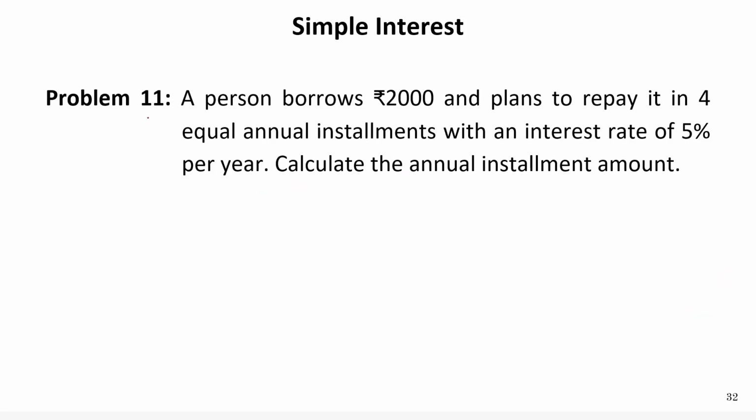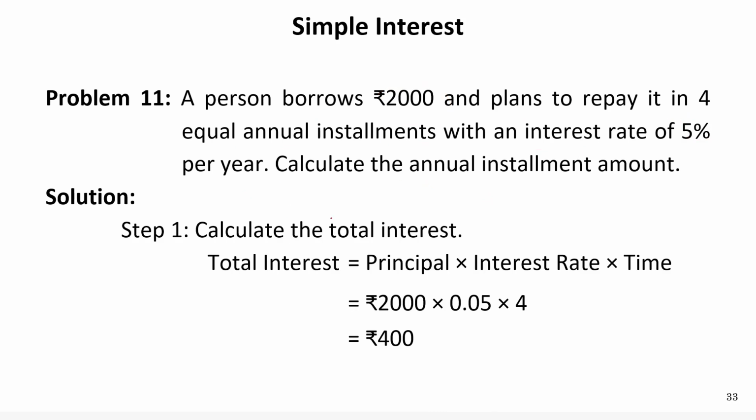Okay. So let's see problem number 11. So a person borrows 2000 and plans to repay it in 4 equal annual installments with an interest rate of 5% per year. So calculate the annual installment amount. So calculating the total interest is equal to what? Total interest is equal to principal into interest rate into time. We didn't divide it by 100 here because we have converted the interest rate to the decimal form, not the percentage form. If we had written it in the percentage form, that is 2000 into 5 into 4, then we would have to divide it by 100. So it is nothing but equal to 400.